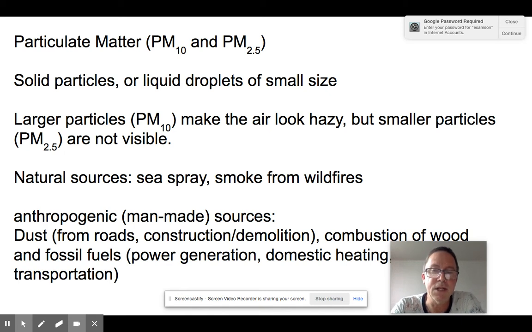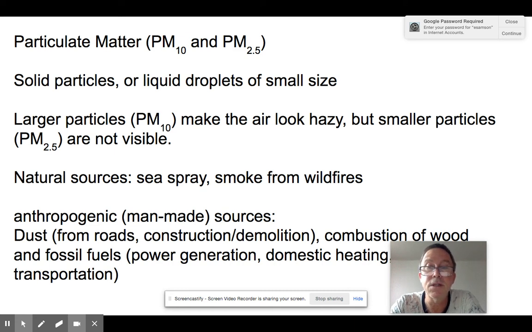But of course, in this class, we're mostly concerned about anthropogenic sources, man-made sources. Some of these include dust. Just like if we build roads or build things, there tends to be a lot of dust generated when we destroy things. When we break buildings down, we make a lot of dust. Some of those dust particles are very small, and so they'll stay in the air as this particulate matter that's very small, and can travel a long way.